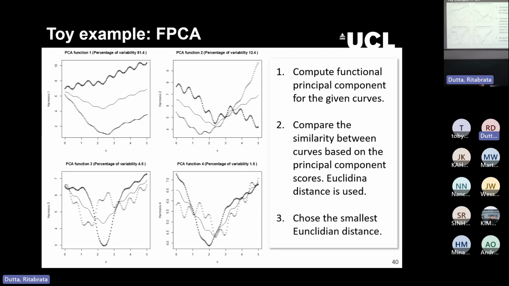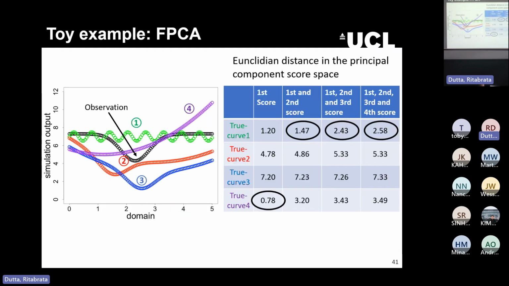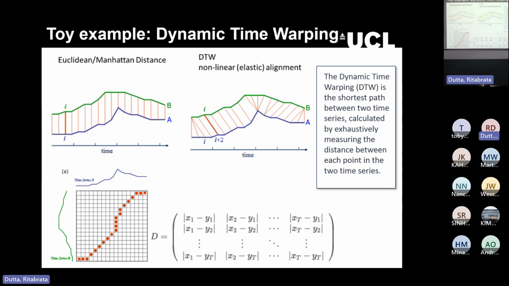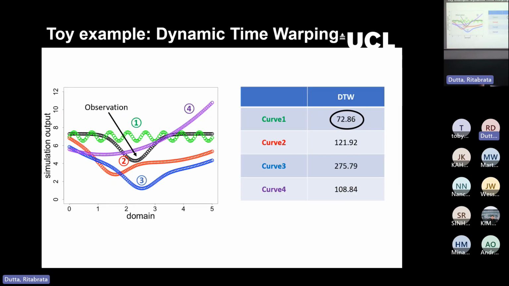Similarly, I used functional principal component analysis and compared the curves using their scores, but the blue curve is not selected. There are many other metrics or methods to compare curve similarities, but in many cases they don't work because many metrics do not consider shape. To consider shape, it's necessary to differentiate the curves.